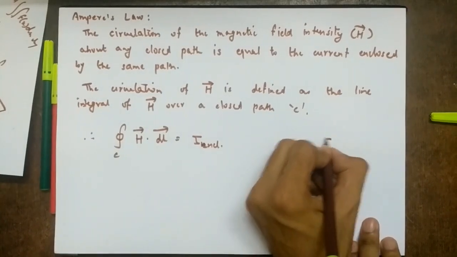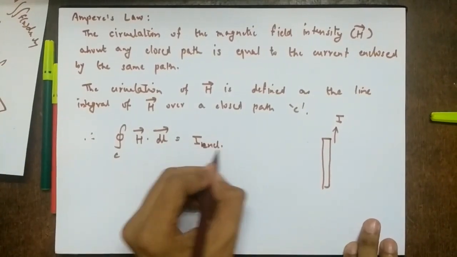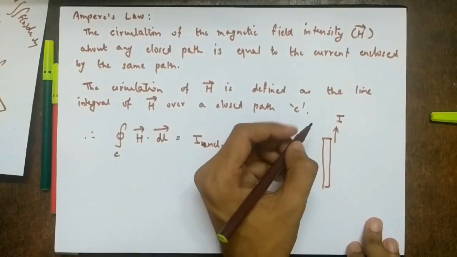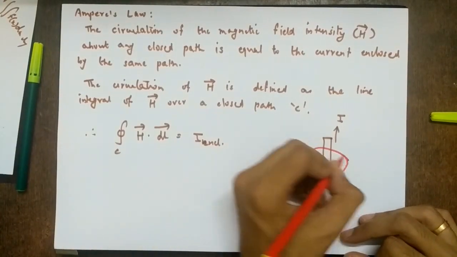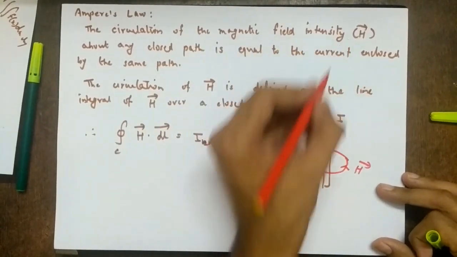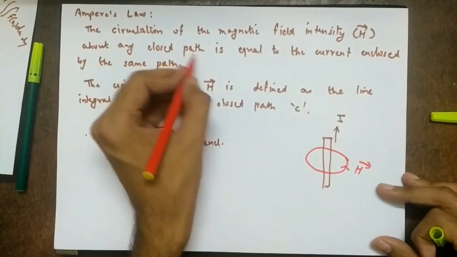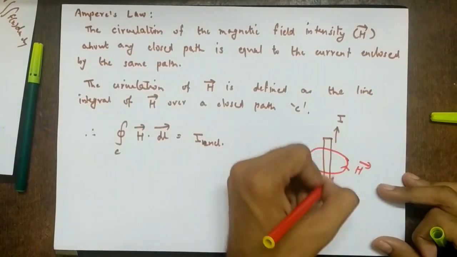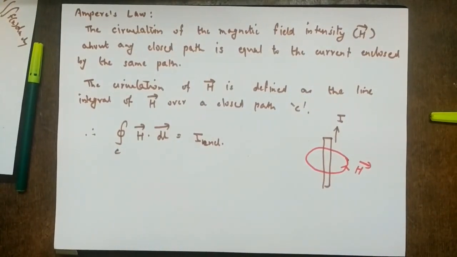So what does this mean? If I have a current carrying conductor carrying a current in the I direction, so current enclosed, the total amount of circulation of magnetic field about any closed path. So this is the circulation of magnetic field. Magnetic field is always in loops. So this is my H vector. The circulation of H vector about any closed path is equal to the current enclosed by the same path. So inside this, this is the current enclosed. This is the meaning of Ampere's law.